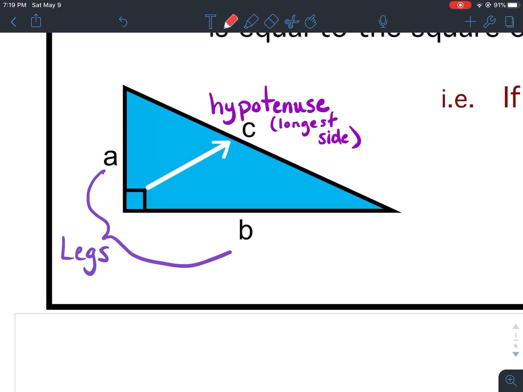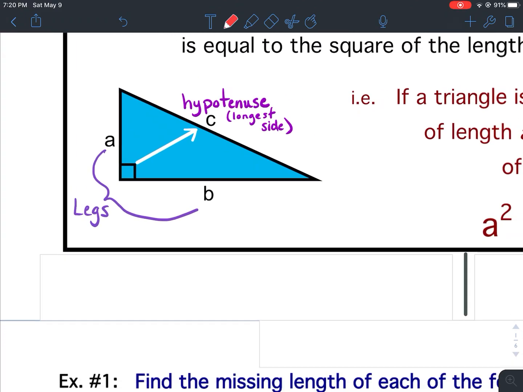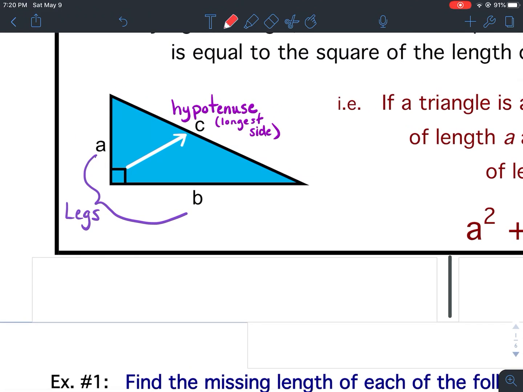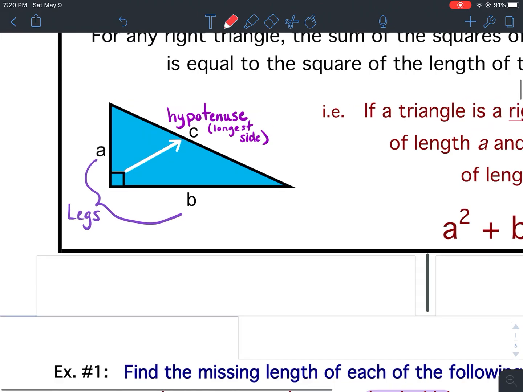Now, that's not always easy to see, but the easiest way to recognize the hypotenuse is this right here. The right angle, that box, points to the hypotenuse. So that's why that white line is there. It points to the hypotenuse, and the hypotenuse will be the longest side. So you'll take A squared plus B squared and set it equal to C squared.